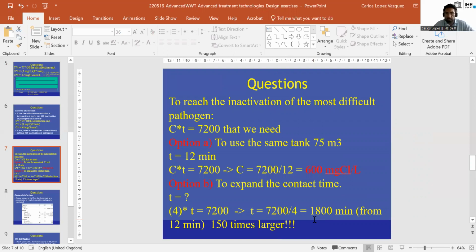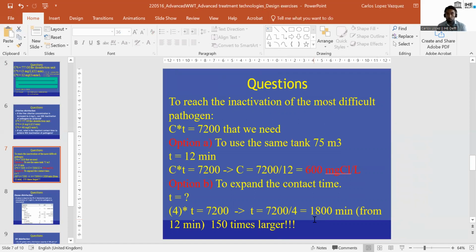Do you see it? Is it clear? Yes, it's clear. But what can we do in this case? Well, in this case, there is a limit of the disinfectant, but there are other disinfectants.